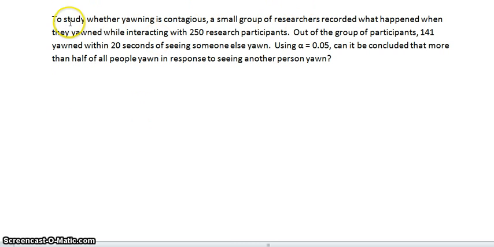So we yawn while interacting with 250 research participants. Out of the group of 250 participants, 141 yawned after seeing someone else yawn. So we want to know, do more than half of all people yawn in response to seeing another person yawn?